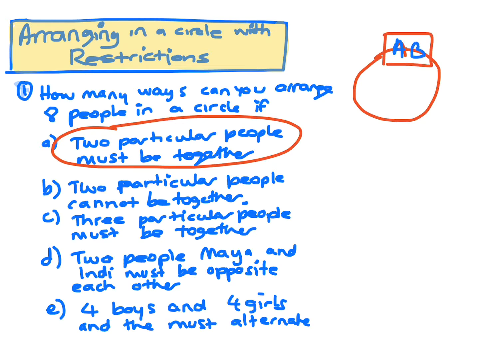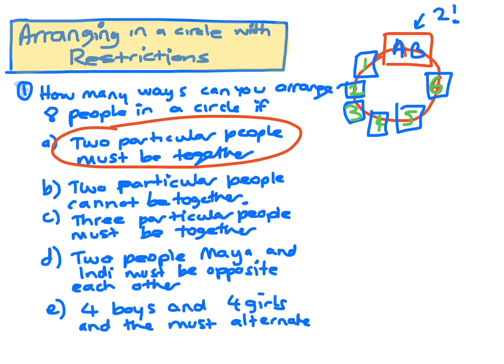So let's call them A and B, and let's plant them together. So there's your A and your B. Now, within themselves, they can be arranged in 2 factorial ways. And then if you look at the rest of the seats, because there were 2 people, there must be 6 left. So if you do 6 boxes, 1, 2, 3, 4, 5, 6, then that can be done in 6 times 5 times 4 times 3 times 2 times 1. So that would be 2 factorial times 6 factorial.